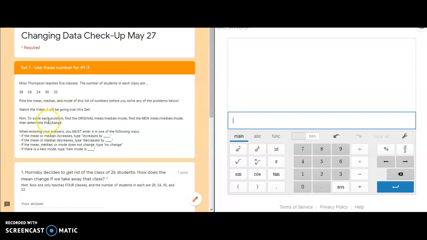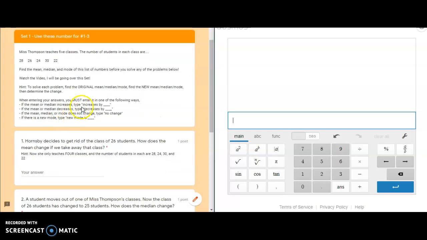Hint: to solve each problem, find the original mean, median, and mode, find a new mean, median, and mode, then determine the change. When entering your answers, you must enter it in one of the following ways. If the mean or median increases, type "increases by" and then whatever. If the mean or median decreases, type "decreases by" whatever. If the mean, median, or mode does not change, type "no change." And if there's a new mode, type "new mode is" and then what the new mode is.